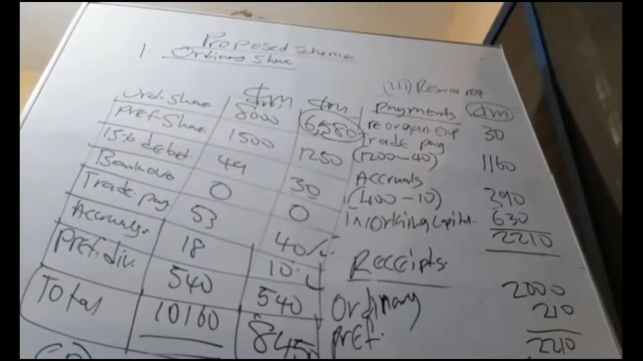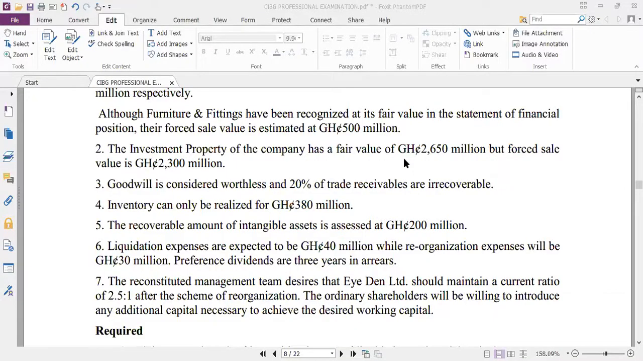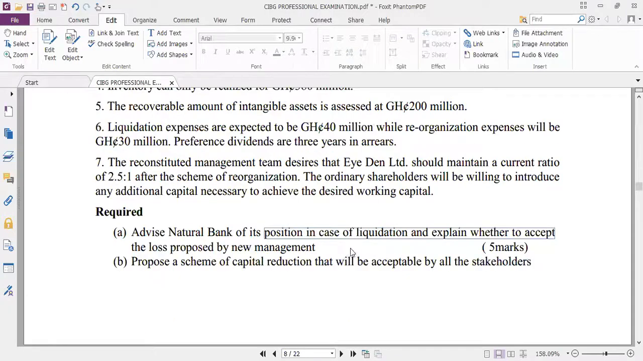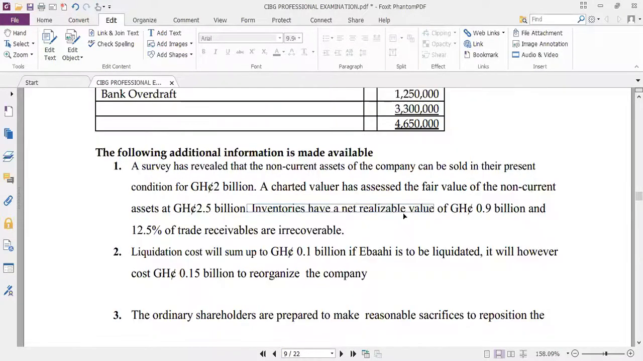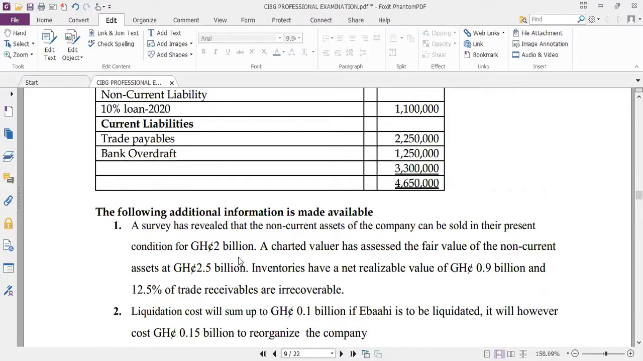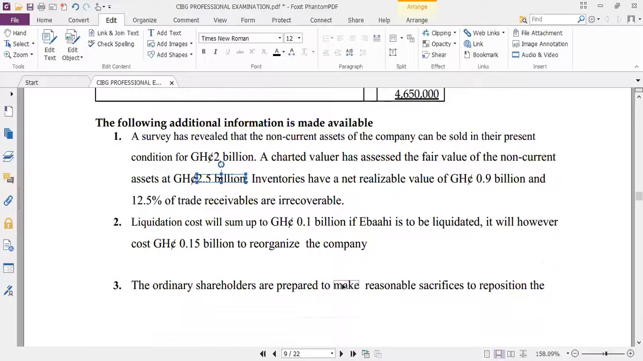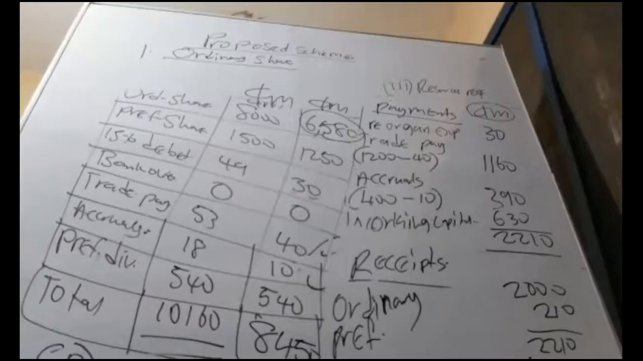So now let's go to the footnote. Look how the examiner put these figures: 2,650 million, 500 million. Good. Unlike a previous question, where the examiner said 2 billion, 2.5 billion, 0.9 billion. We are working in million. Have you seen it? Good. So that's it. Perfect.